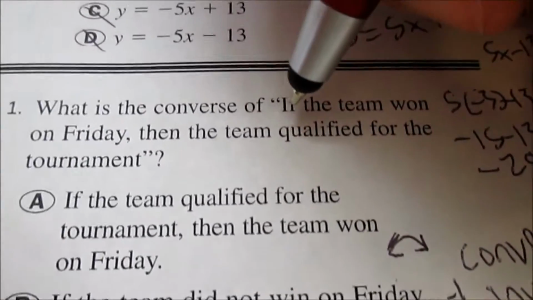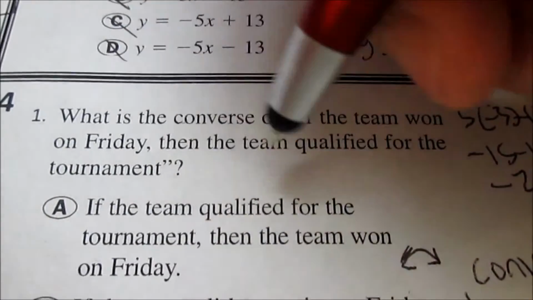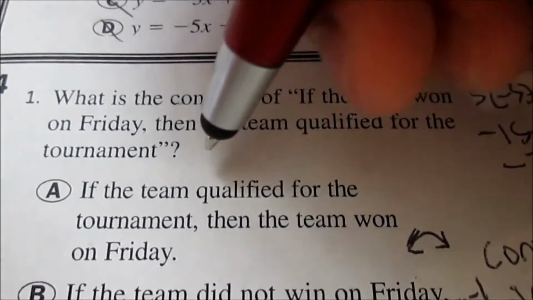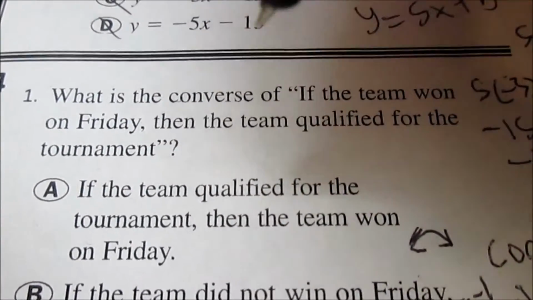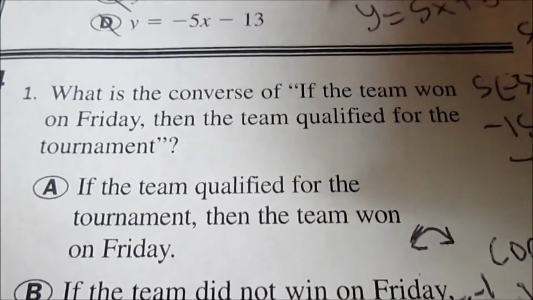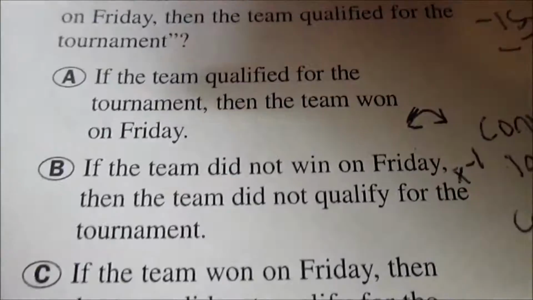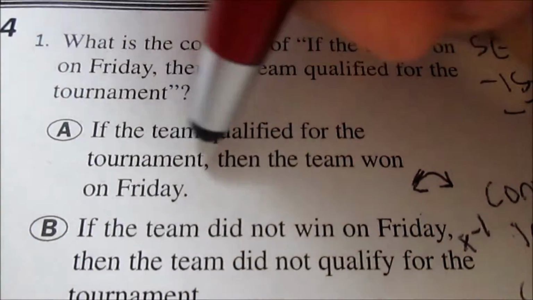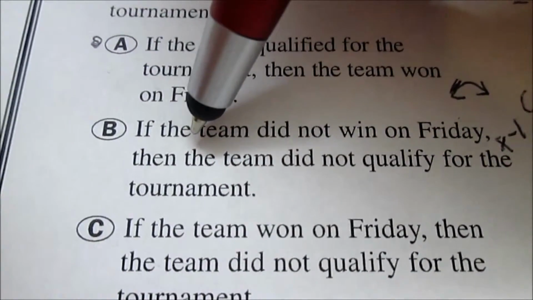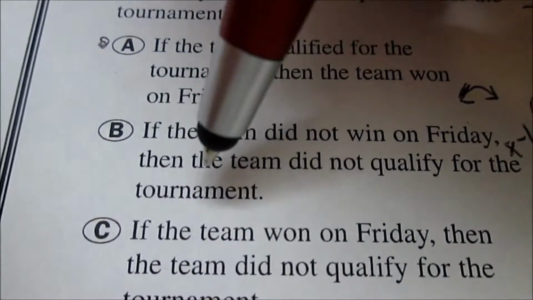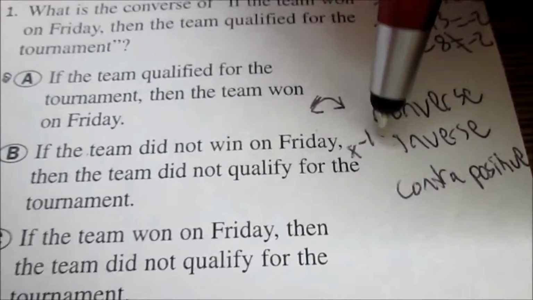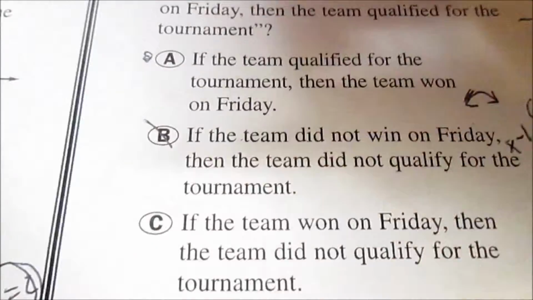So converse is just switching it up. That means I'm going to take, if the team won on Friday, that's going to go at the end now. So the second part, the team qualified for the tournament, that's going to go at the beginning. So it's going to be, if the team qualified for the tournament, then the team won on Friday. Like so. That's the first one. And the other one, if the team did not win on Friday, then the team did not qualify for the tournament. That's just what I mentioned earlier with the negative of it. So that's inverse, not converse.